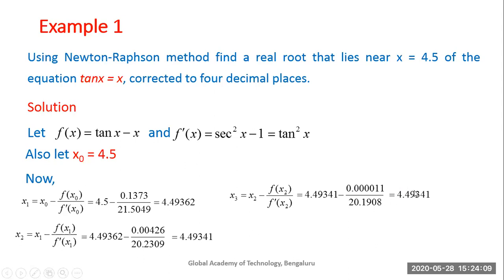So you can stop here, or else, as we want it corrected to 4 decimal places, if you observe, the first 4 decimal places are the same. Actually, all 5 decimal places are the same. So this will be our required root corrected to 4 decimal places. The required root is approximately 4.49341. Just keep in mind, you must keep the calculator in radians to calculate these values.